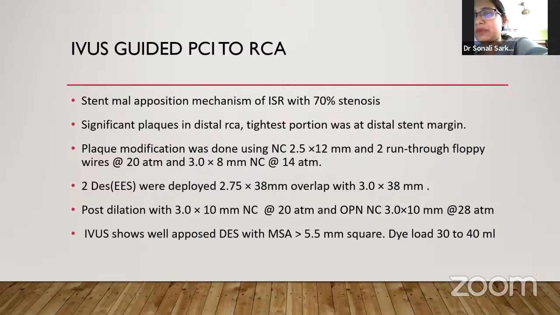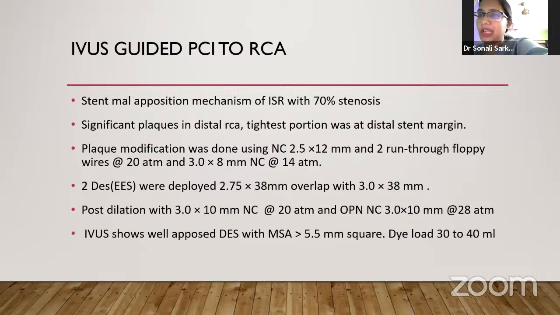consecutively at high pressures. First a 2.5 into 12 at 20 atm, and a 3 into 8 millimeter NC, this also at 20 atm. Following this, the IVUS was used to calculate the stent length, in such a manner that, as I will show in the next slides, we do not have 3 metal layers in the RCA, since we are already planning to put in 2 DES in an RCA which already has 1 BMS.